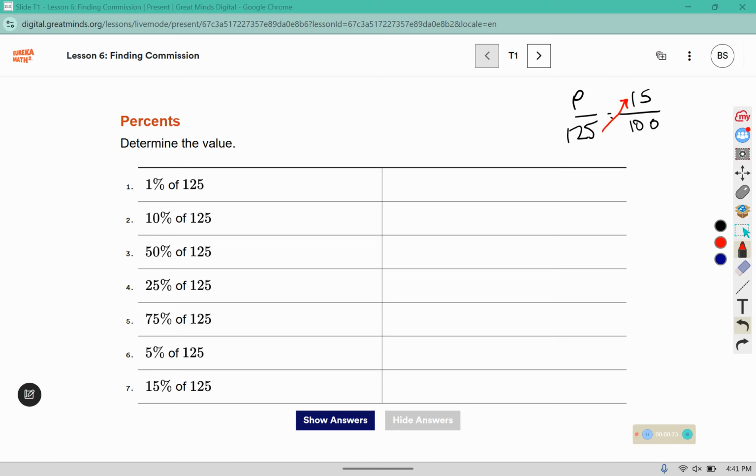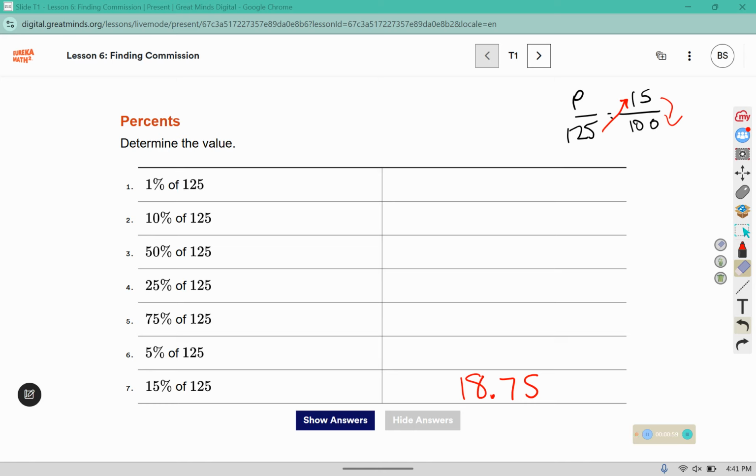In my class, we use the cross multiply and divide strategy. So we have 125 times 15, and then divide that by 100. 125 times 15 divided by 100 is 18.75.